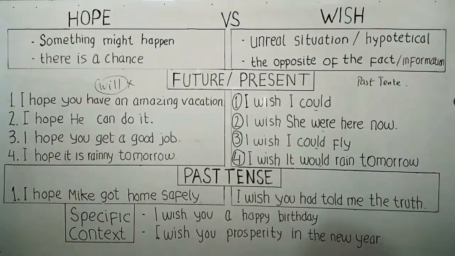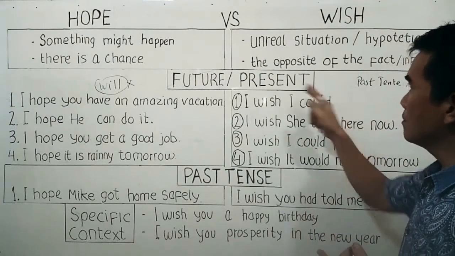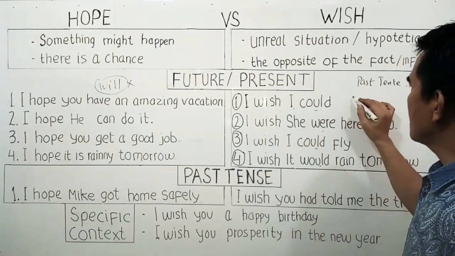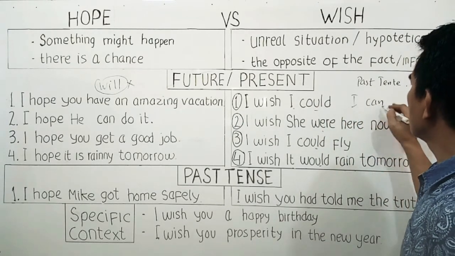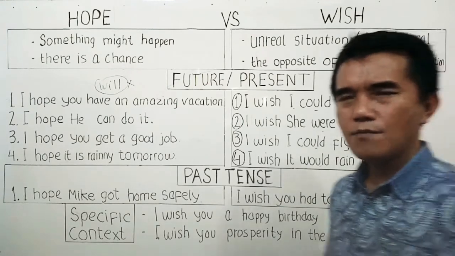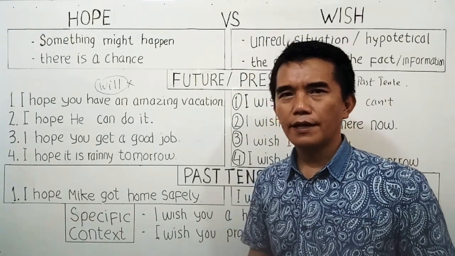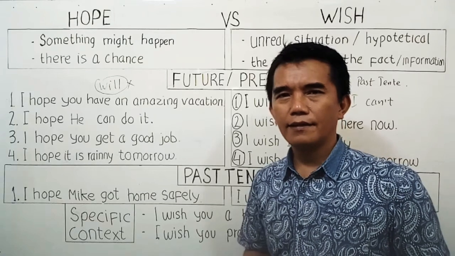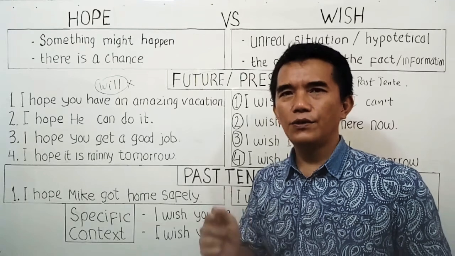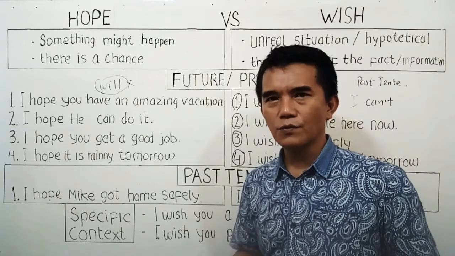Let's see here: I wish I could. As I told you before, we talk about the opposite. So the fact here is that the subject, I, can't do that. When someone invites you to their party and you can't attend, you can say I wish I could. It means that you cannot come to the party.